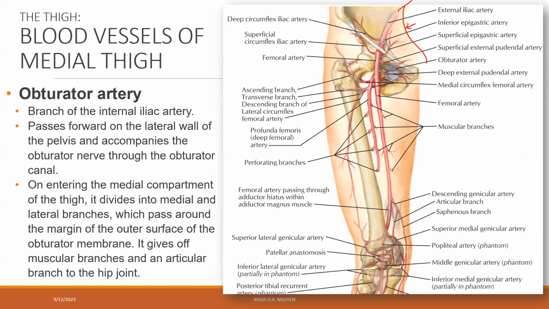And from that internal iliac artery, the obturator artery has its origin. The reason why it is called the obturator artery is that it has to pass through a foramen on its way down to the thigh. Which foramen is that? The obturator foramen. That's why it's called the obturator artery. Now, on entering the thigh, it is divided into two branches, the medial and lateral branches. These pass around the margin of the outer surface of the obturator membrane and give off muscular branches and an articular branch to the hip joint, okay? So this one gives off a branch to the hip joint right here, as well as to some of the muscles right here.